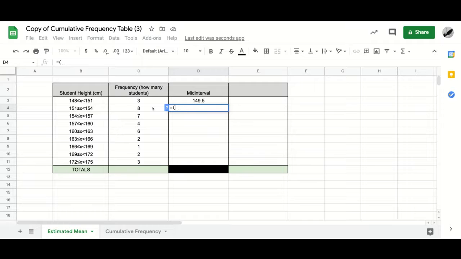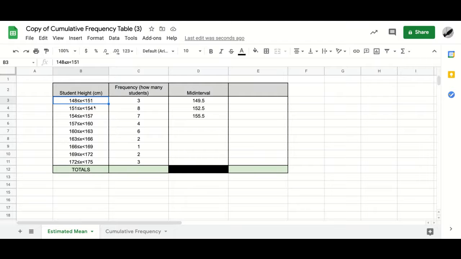Try that again. So for this one, equals, notice how I'm just taking the 2 values I have here, the lower value and the higher value, 151 plus 154. The average, divide that by 2. Boom. I was thinking, Mr. Russ, it's going to take me all day. Well, watch this. I'm going to do it one more time. Equals, this one is 154 plus 157 divided by 2. Boom.